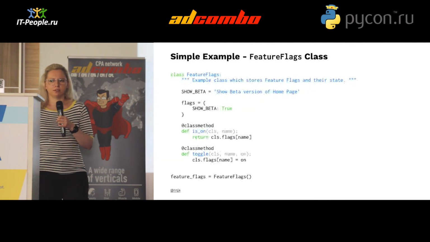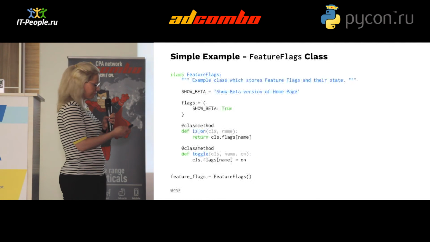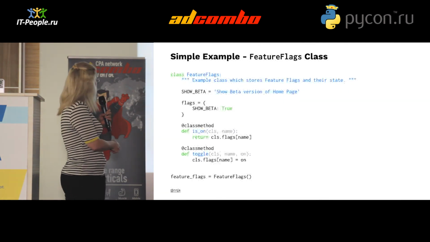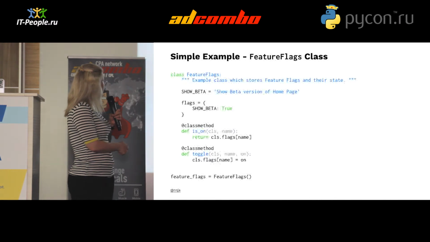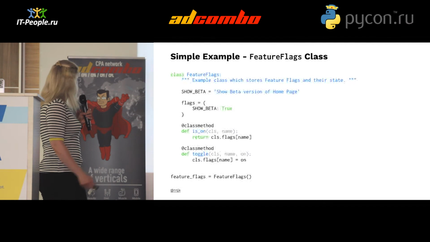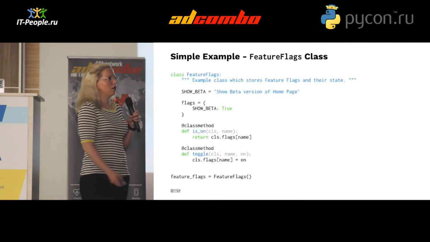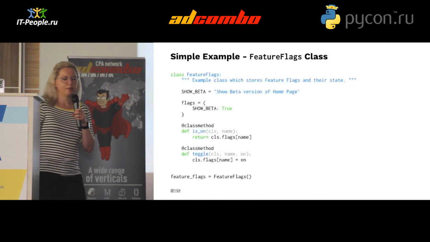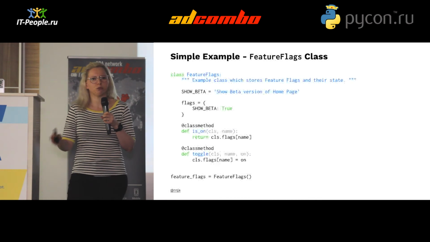So here's a kind of simple example of a feature flags class. We have one flag here called show beta that is set to tell us if we want to show the beta version of our homepage or not. And it has 2 methods on it. Is on, pass it in a flag name, and we'll see if it's on or off, and then a toggle feature to switch between state.